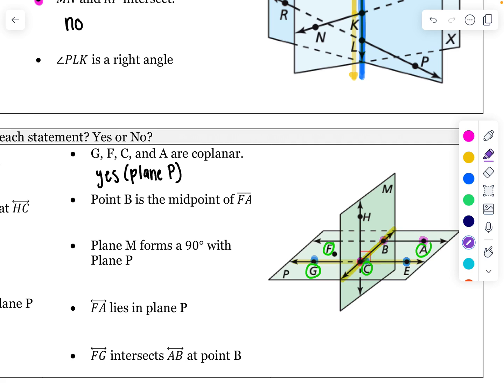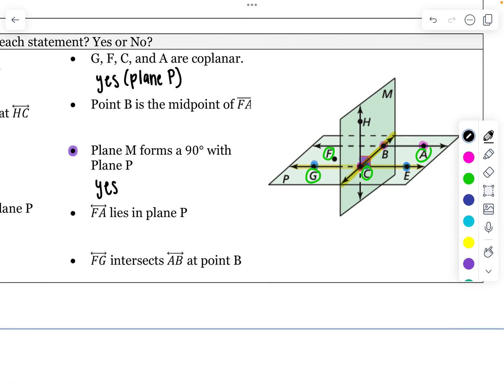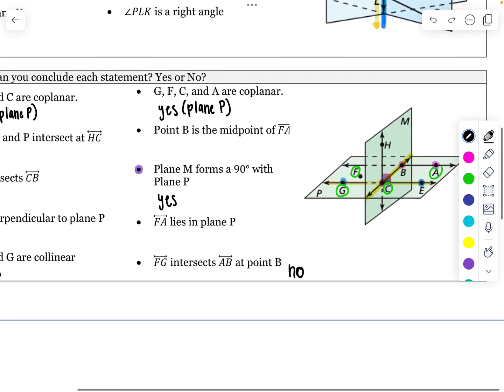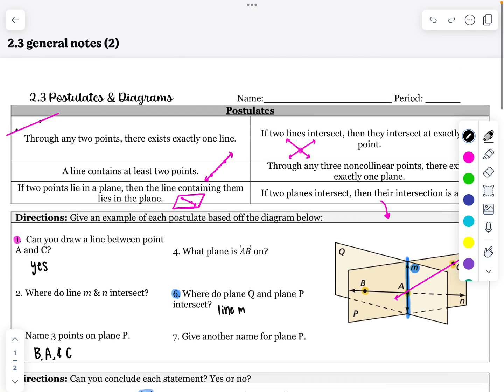Then the next one says plane M forms a 90-degree angle with plane P. Well, I see that 90-degree angle symbol, so I get to say yes. And then FG intersects AB at point B. And it's going to be a no. We cannot make that conclusion. We could try to estimate it, but we don't know for certain because not all 3 points are collinear. So you will do the rest of these. We'll check them tomorrow, and then we'll do kind of a second part to 2.3.